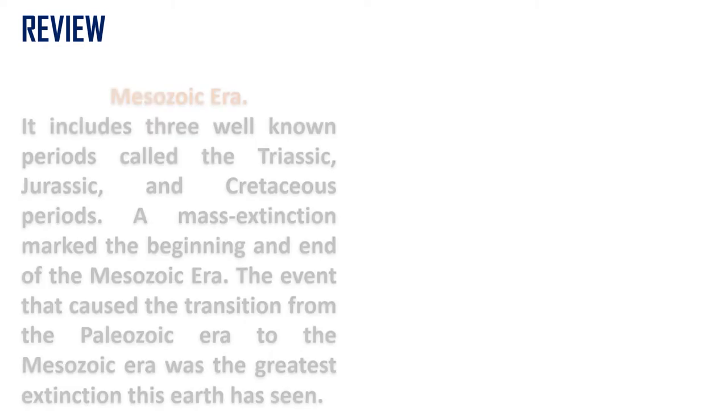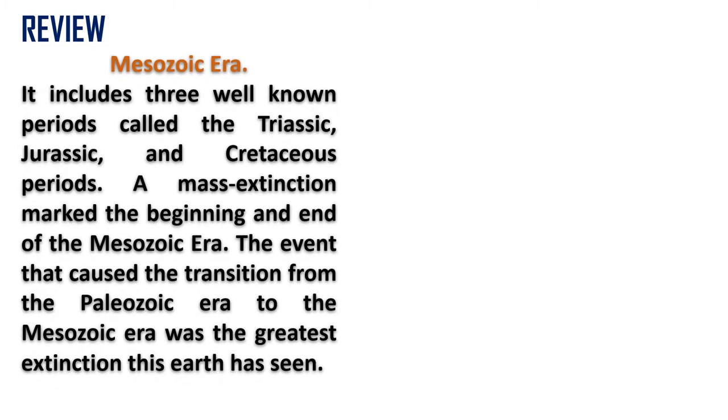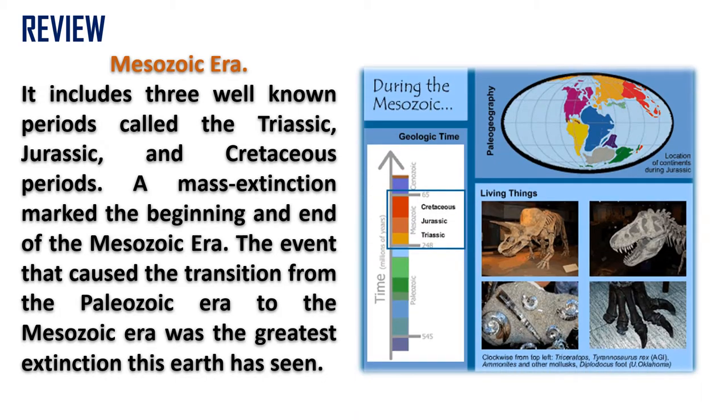Mesozoic era. It includes three well-known periods called the Triassic, Jurassic and Cretaceous periods. A mass extinction marked the beginning and end of the Mesozoic era. The event that caused the transition from the Paleozoic era to the Mesozoic era was the greatest extinction this Earth has seen.